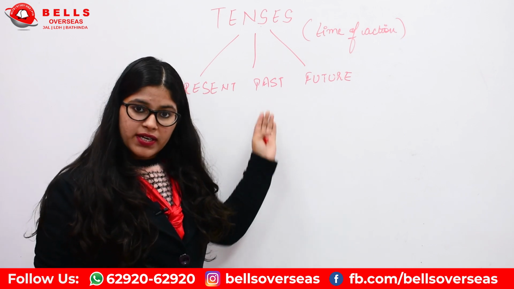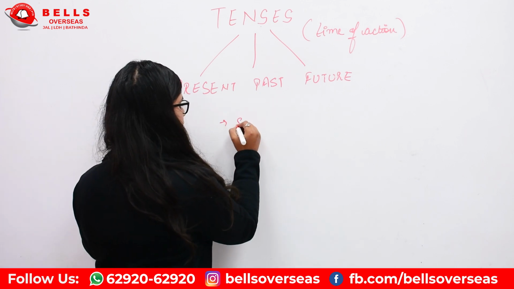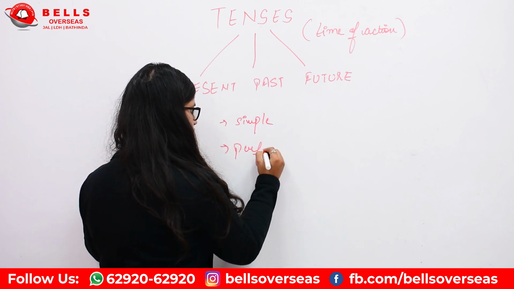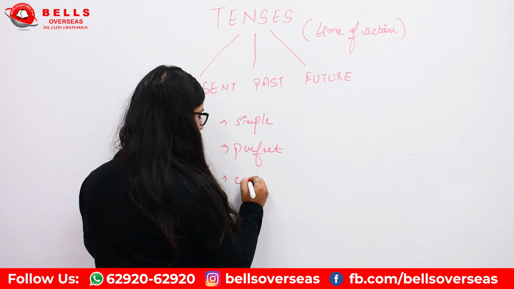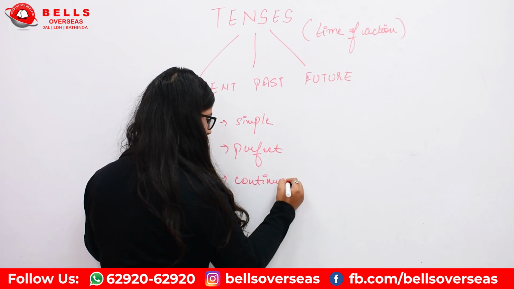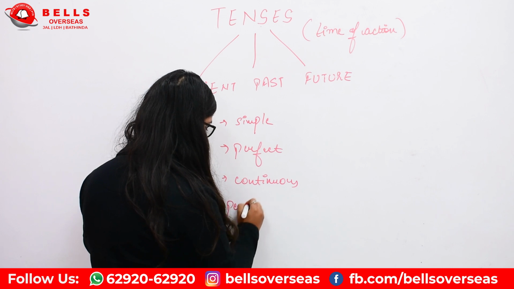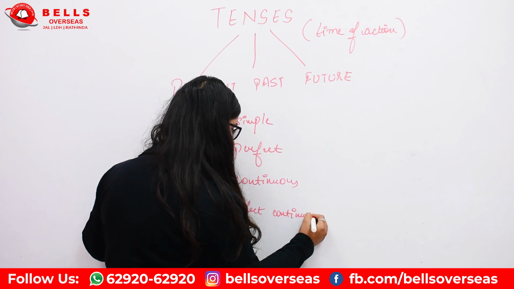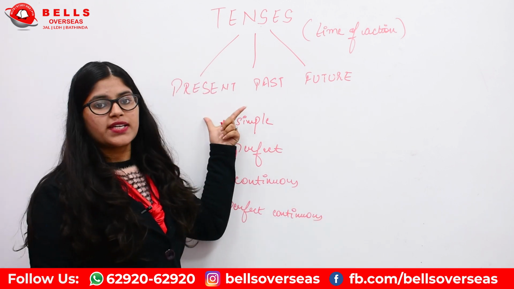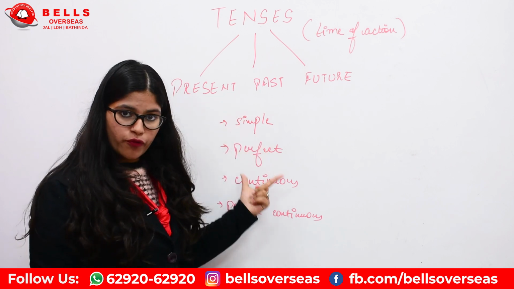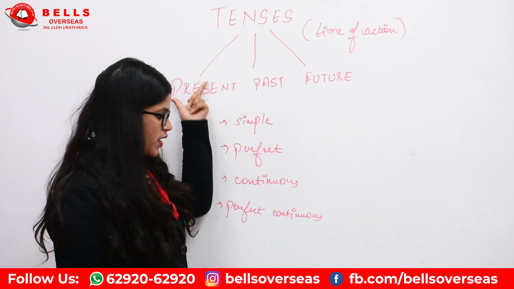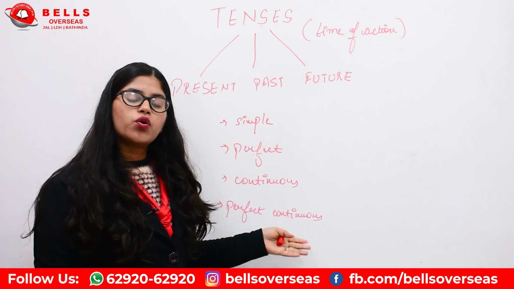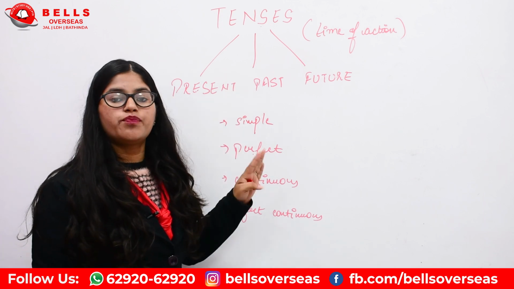Now further, every tense is of four types. That is simple, perfect, continuous, and we have perfect continuous. In today's video, we'll discuss just present tense. Present tense की all four types, that means simple present tense, present perfect tense, present continuous tense and present perfect continuous tense. So I'll go on further explaining you all these four types of present tense.